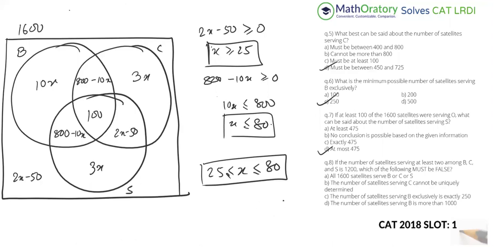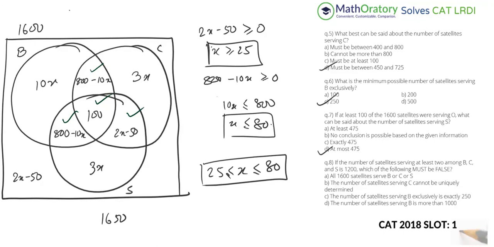It says that if the number of satellites serving at least 2 among B, C, and S. So what is the at least 2 part? First, identify those regions. At least 2 is this, and this, right? Even all 3 is at least 2. So what are the totals here? A couple of 800s, then you have 100, and then a minus 50. So 800 is 1600, plus 100 is 1700, minus 50 is 1650. So we get a total of 1650 in terms of constants.